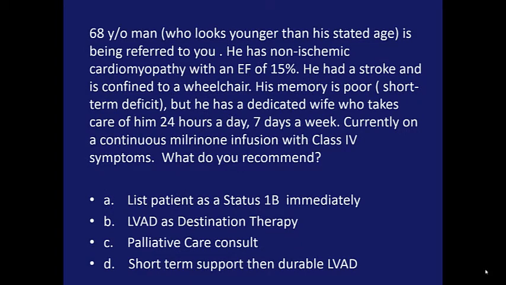All right, we have a 68-year-old man who looks younger than his stated age. He's been referred to you. He has non-ischemic cardiomyopathy. His EF is around 15%. He's had a stroke in the past and is confined to a wheelchair. His memory is very poor, just a short-term deficit. But he has a very dedicated wife. She's with him 24 hours a day, 7 days a week. Currently, he's on an inotrope. He's on milrinone. He has class 4 heart failure symptoms.